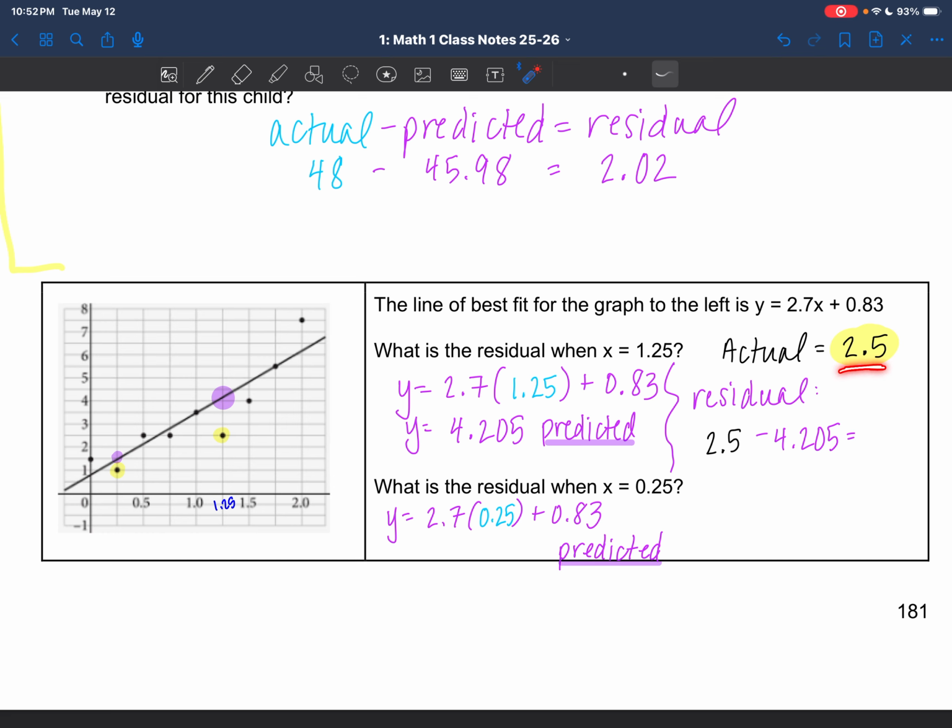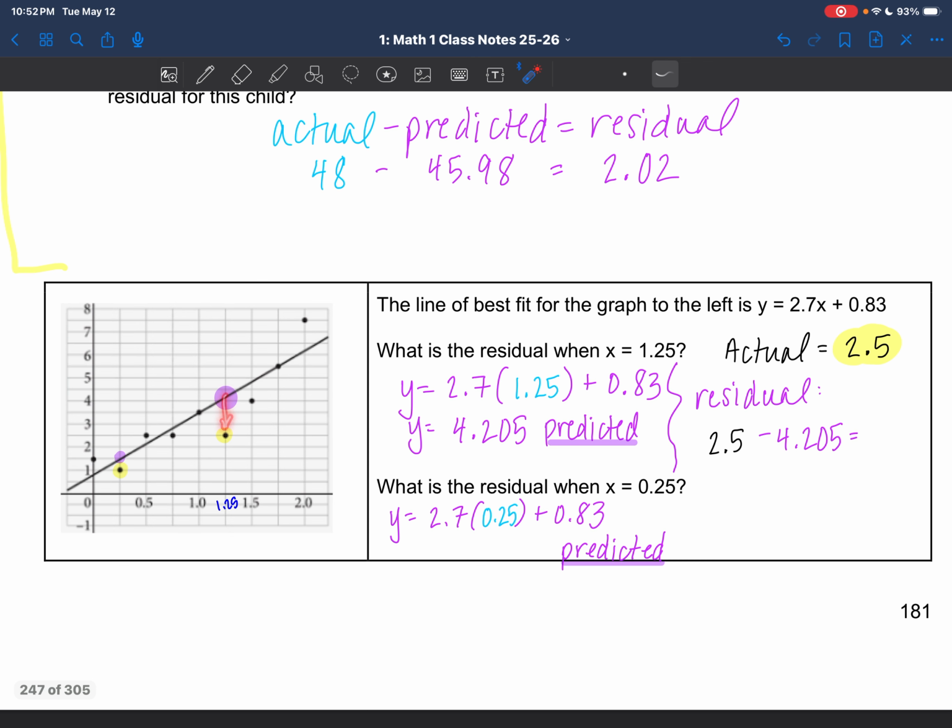Now the actual value, when X is 1.25, this is the actual point, which is 2.5. So now we're going to take the actual, then take the predicted, subtract them, and that's going to give you your answer. So go ahead, subtract those, and you can get a negative number. That just means that it's below your line of best fit.